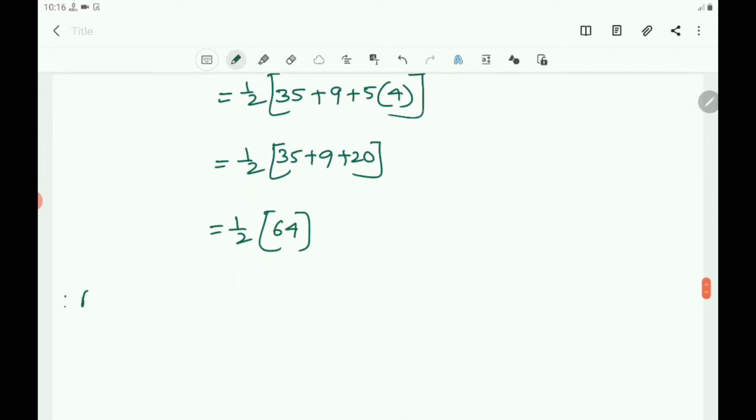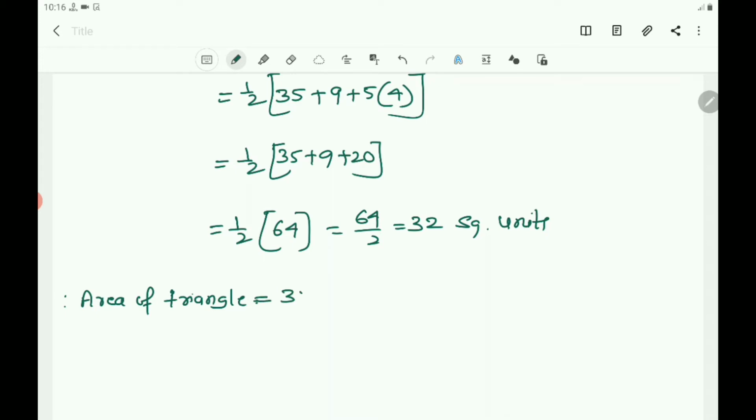Therefore, area of triangle equals, you know that half of 64 means 64/2, that equals 32 square units. So you write area of triangle equals 32 square units. You got the area of the second triangle also.